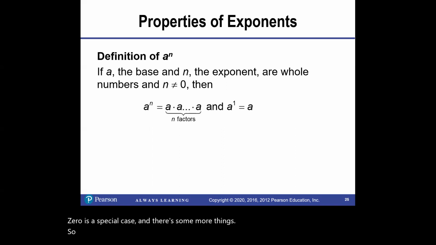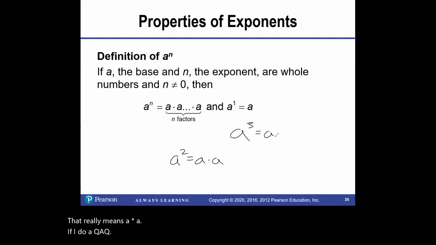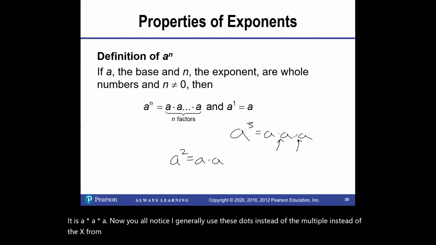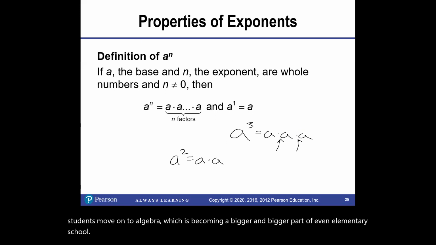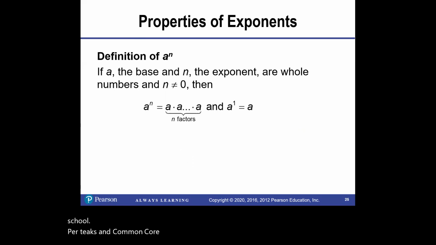So anytime I'm saying A squared, that really means A times A. If I do A cubed, it is A times A times A. Now you all notice I generally use these dots instead of the X for multiplication. That is in part because the X can cause massive issues when students move on to algebra, which is becoming a bigger part of even elementary school, per TEKS and Common Core. All right, so we have this first property, which is simply multiplication is multiplying something out.